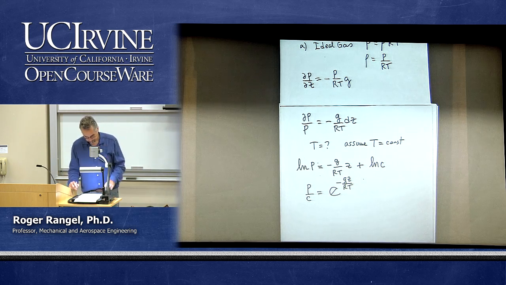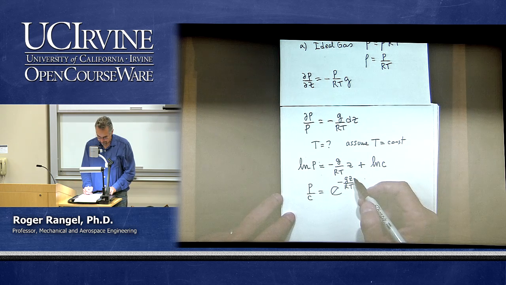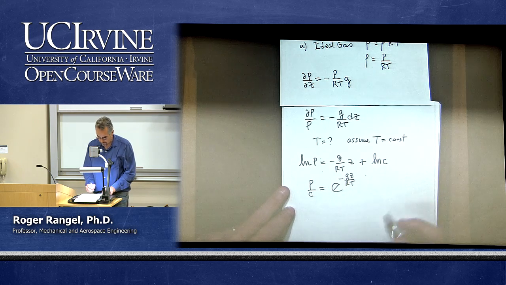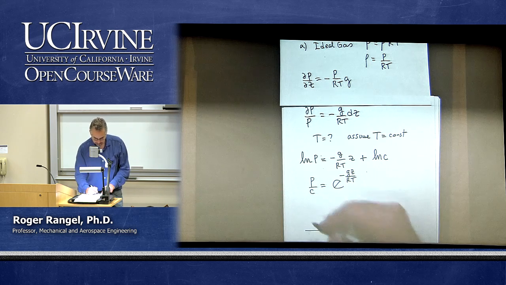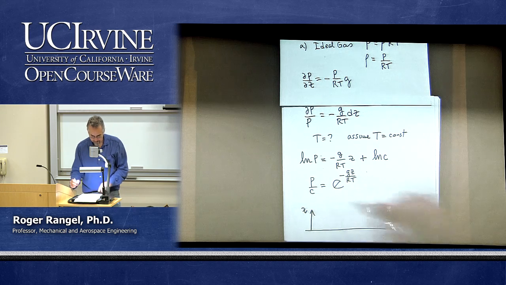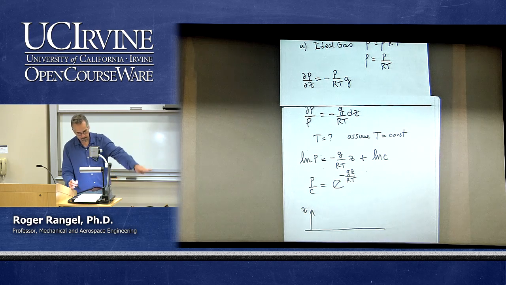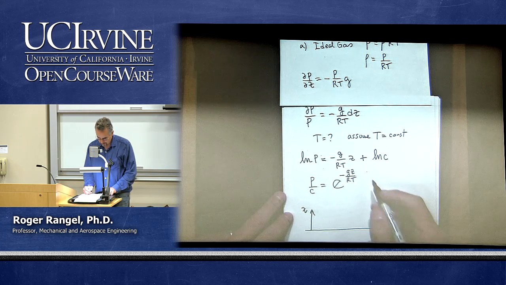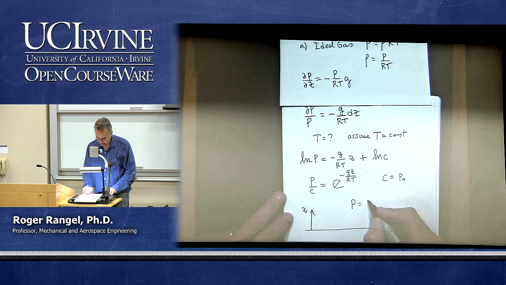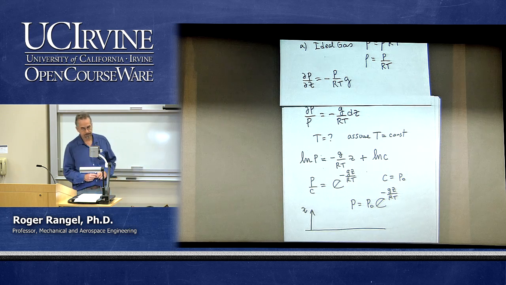And then if I specify the value at z equals 0, if I'm looking at a problem where they say this is the surface of the Earth and I'm measuring z in the vertical direction, then z equals 0 would correspond to the surface value of the pressure. Let's say that we call that P sub 0. Then, of course, C becomes P sub 0. And the solution is then that P is P sub 0 times e to the minus gz over RT.